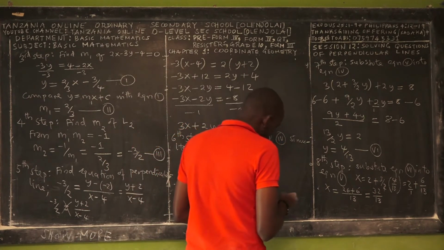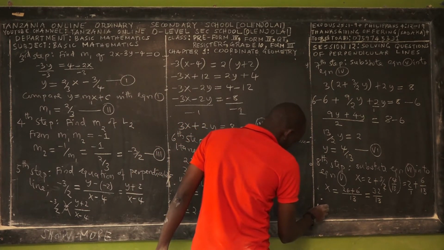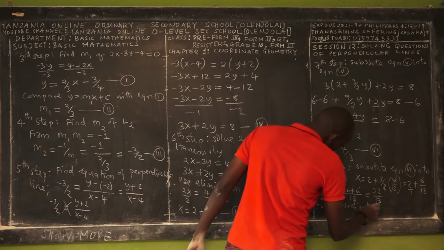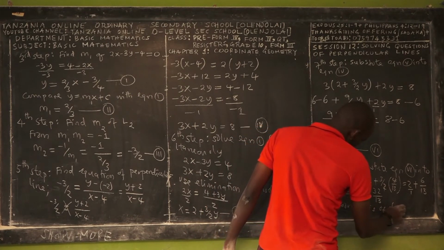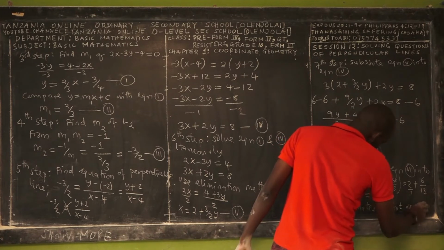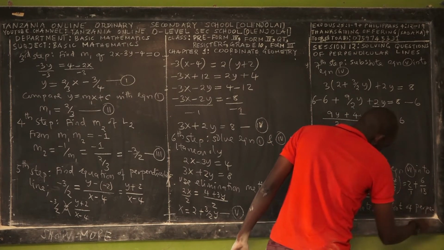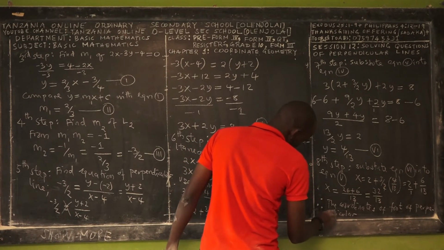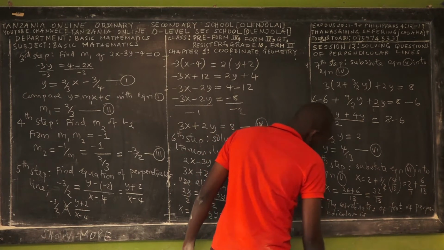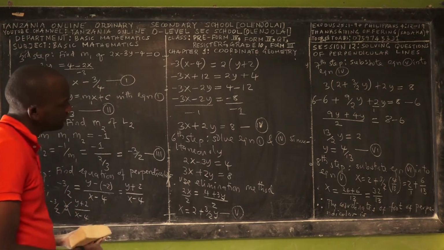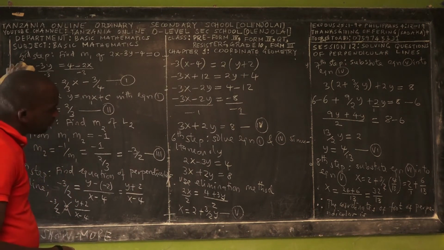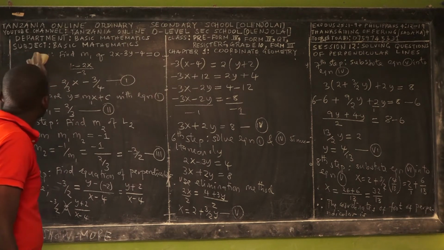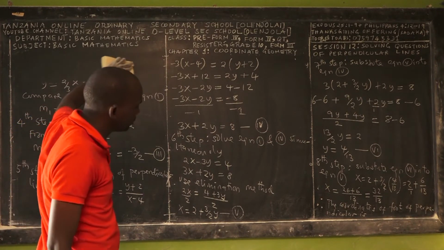So now we have formed the final solution. So therefore, the coordinates of the foot of perpendicular is 32 over 13, 4 over 13. That's the final response for that question.